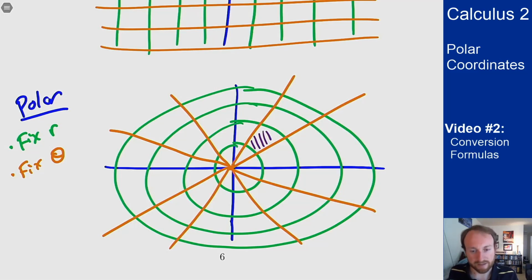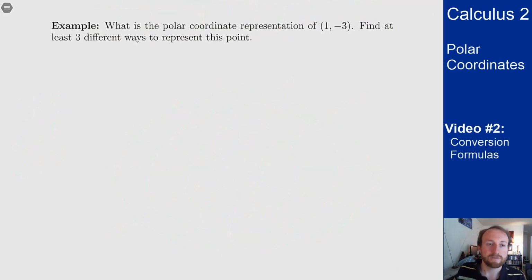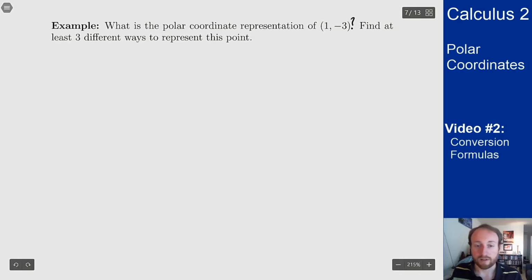And this difference here is helpful when we're trying to deal with functions that benefit from using polar coordinates. As an example of stuff we've been doing, let's find a polar representation for the point (1, -3), and at least 3 different ways to represent this point. So let's just do a standard one first.